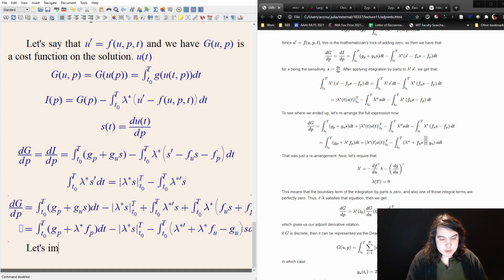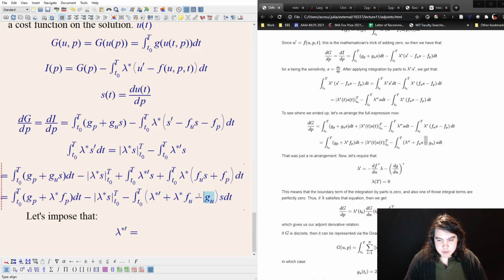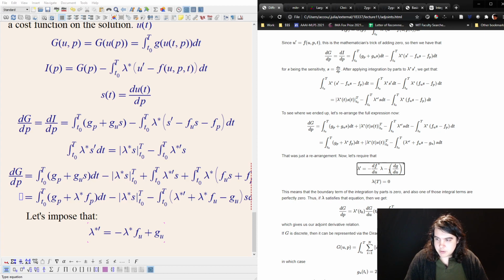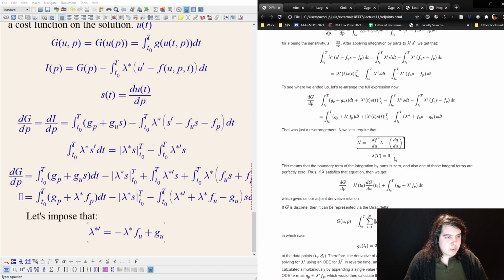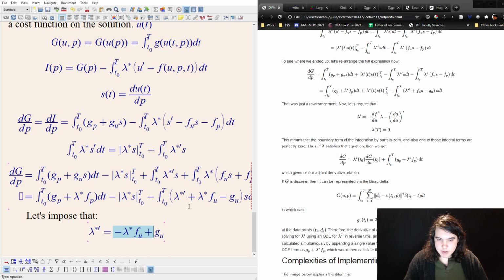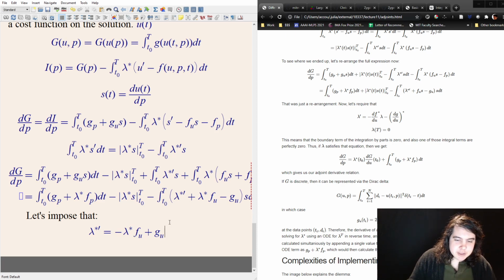Let's impose that lambda star prime equals minus this plus this. There's a sign error in here. I'm going to have to fix my notes. And the homework will have the correct one written out. They definitely have different signs between the two. But okay, there's just a minus sign missing in here. So do the hunt for the minus sign. But it's not the biggest deal, right?